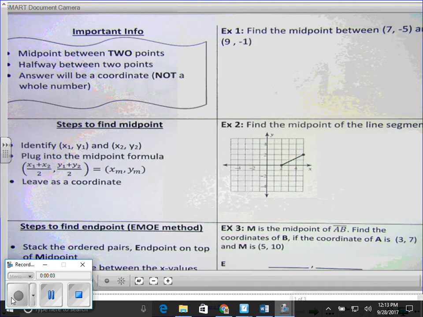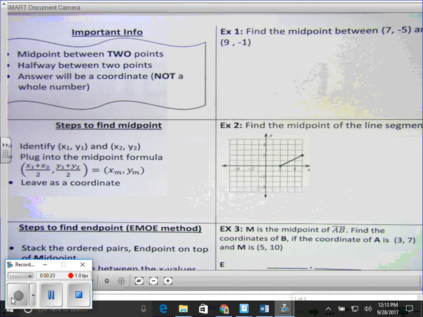All right, so we're going to talk about the midpoint. And so again, remember that's the midpoint between 2 points. It's halfway between the 2 points, and the answer is a coordinate. And then we have the formula that's on the outside of the foldable. Add the x's, divide by 2, comma, add the y's, divide by 2.